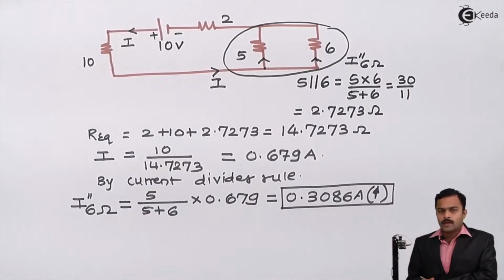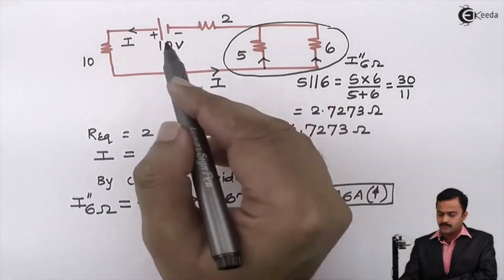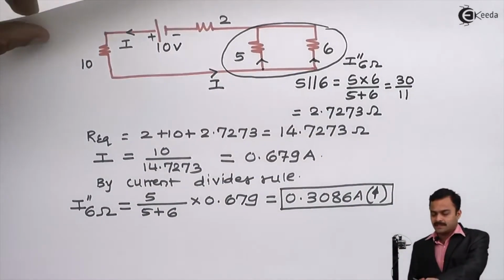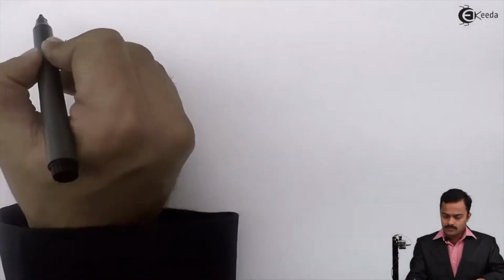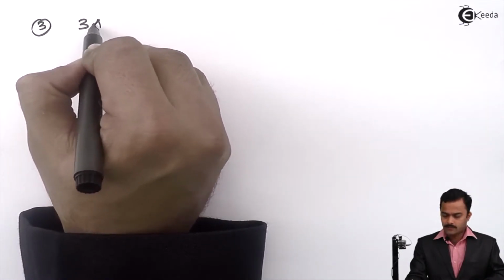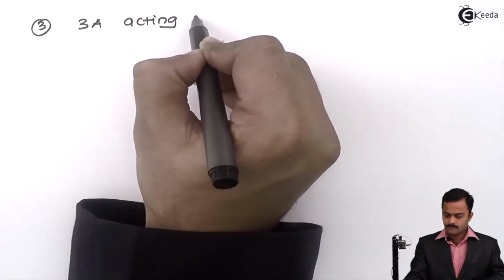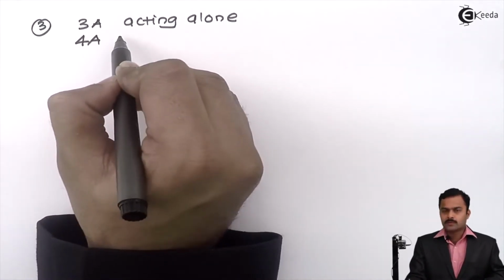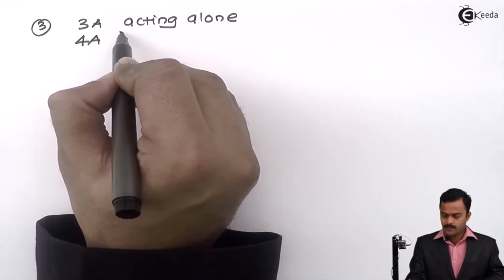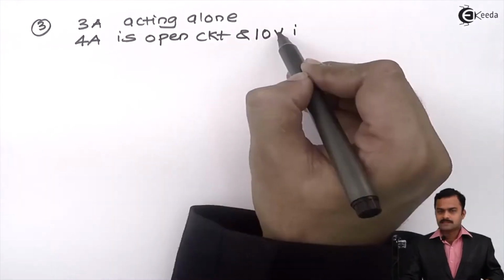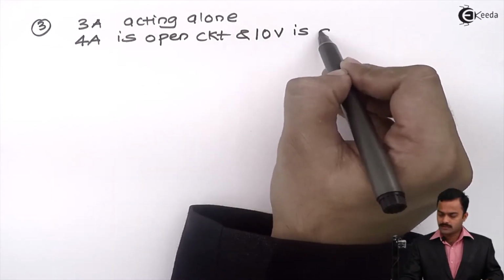So here we are getting the current flowing through the 6 ohm resistance because of the 10 volt battery. Now let's go to step 3. The third source we will consider. So consider 3 ampere acting alone now. The 4 ampere is a current source, which will act as open circuited. So 4 ampere is open circuited. The 10 volt voltage source is short circuited.